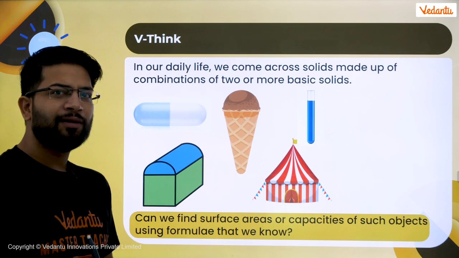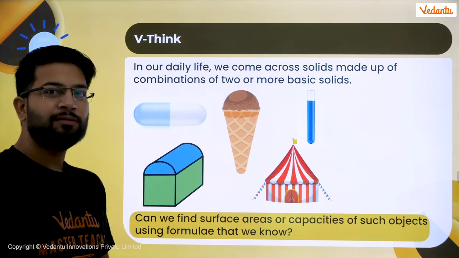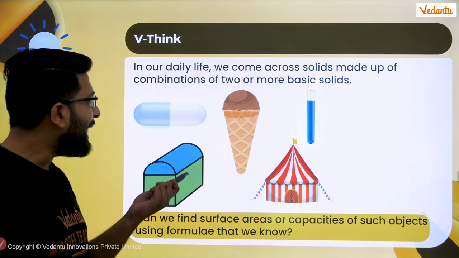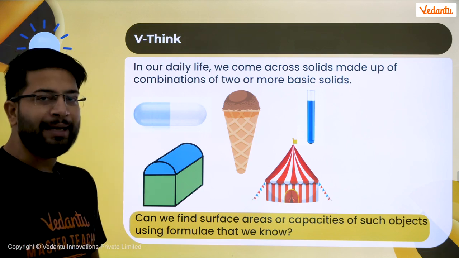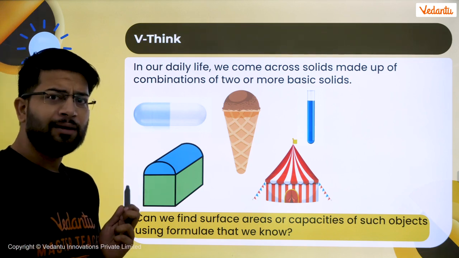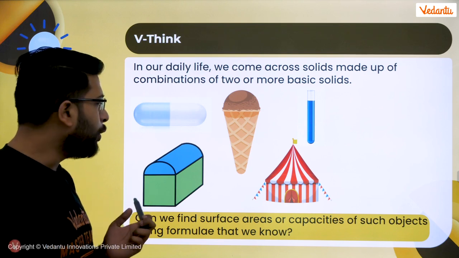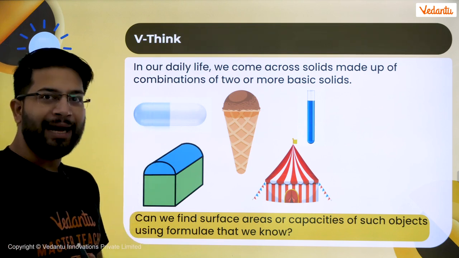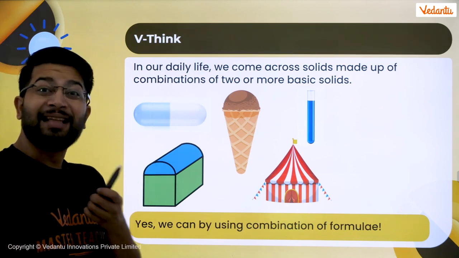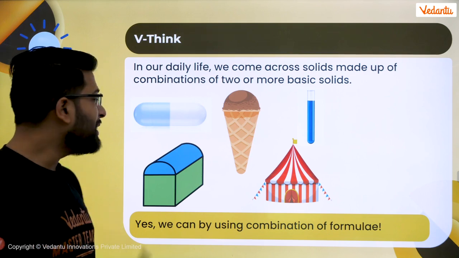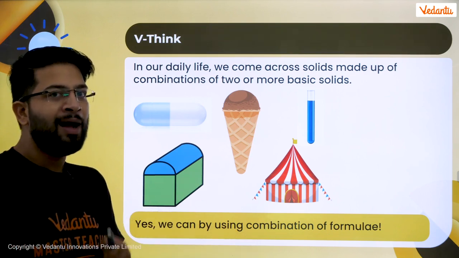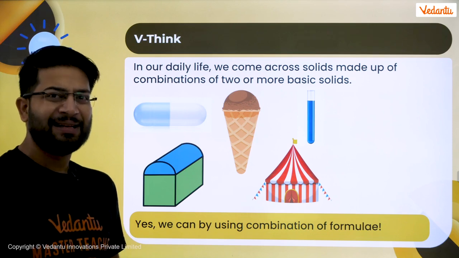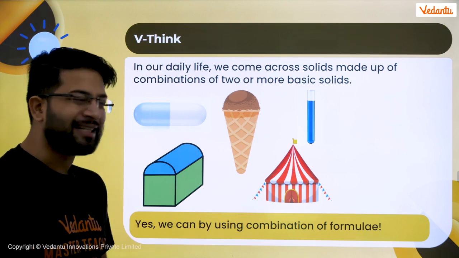But what if we have these kinds of objects, like a tent, like a capsule, like a box or ice cream? Can we find the surface area and volume of such objects? Yes, the answer is yes, we can find it with the help of a combination of different formulas of different solids. Let me show you with the help of some examples.